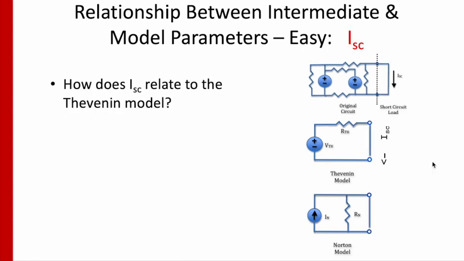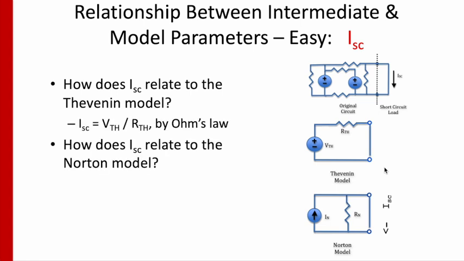Next, how does the short circuit current relate to the Thevenin model? So here's that wire, that shorting wire in between the port connections, as you see up here. And imagine we did the analysis up here. We got the I short circuit, so we have that value. Now, how does that relate to the Thevenin model? Well, by Ohm's law, the short circuit current that we're seeing is V Thevenin divided by R Thevenin.